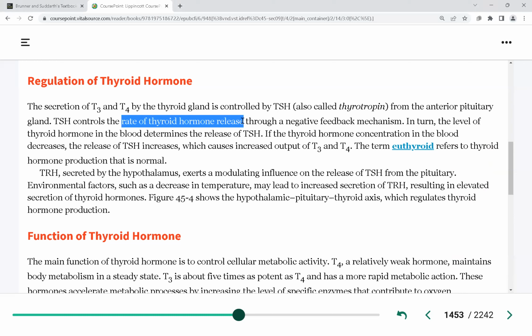So we discussed earlier that T3, T4 are stored in the thyroid glands, correct? So therefore, TSH is released by the pituitary gland depending on the level of T3 and T4. For example, if the T3, T4 levels are low, what will happen to the TSH level?